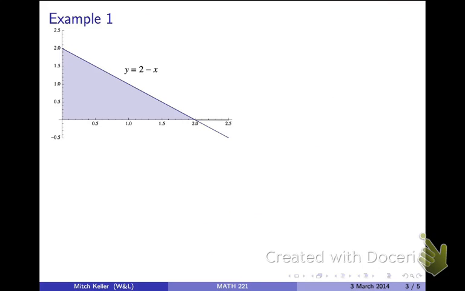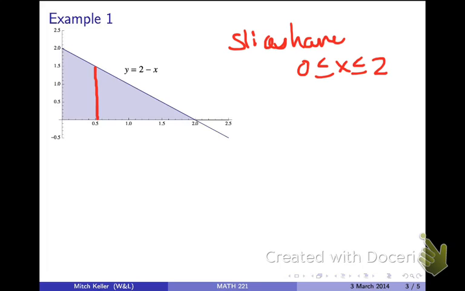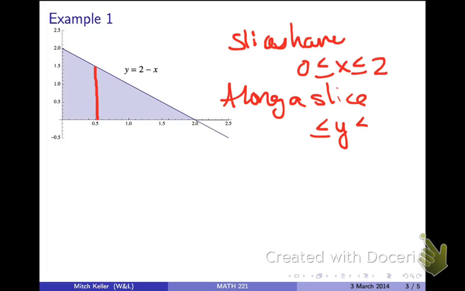Okay, let's put this into practice. So let's look at this region. This is the region in the first quadrant below the line y equals 2 minus x. And so let's do a vertical slice like this. So we think, okay, slices have, well, where could we put a slice? To stay within the region, we can have a vertical slice all the way at the left at x equals 0 or all the way over to the right at x equals 2, but for no other values of x. Now, along a slice, what do the y values range from?